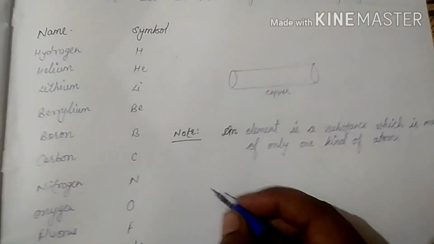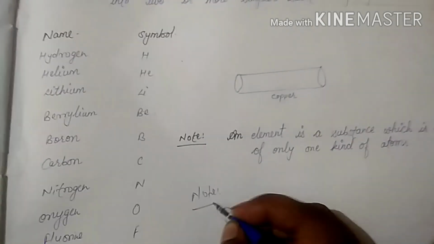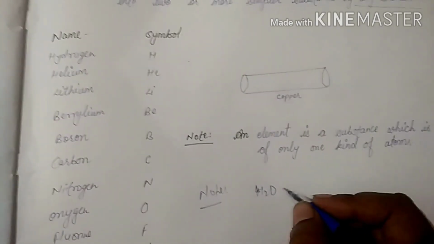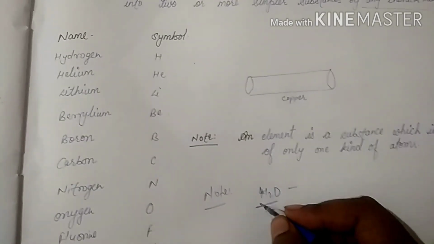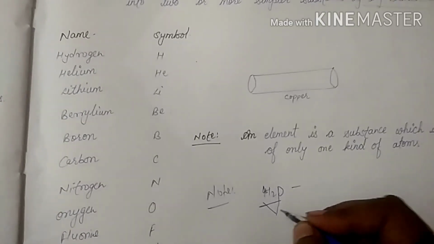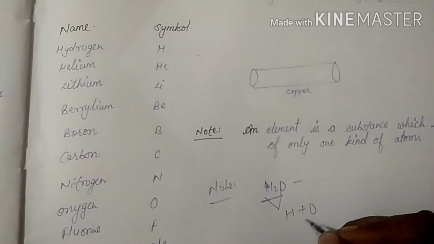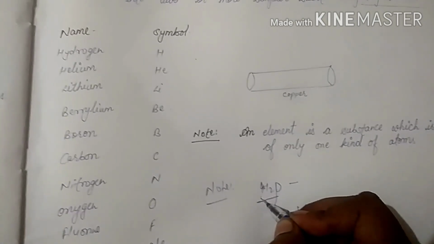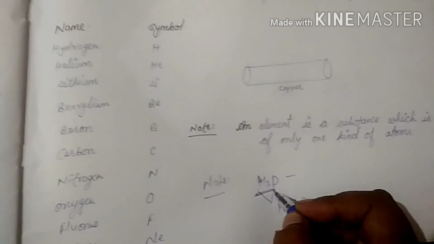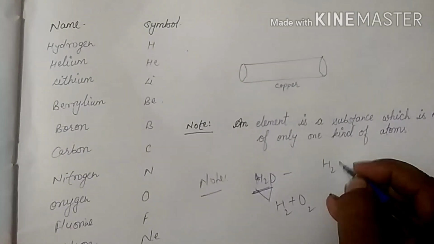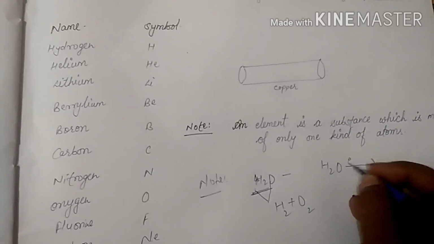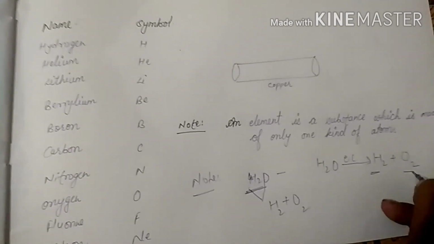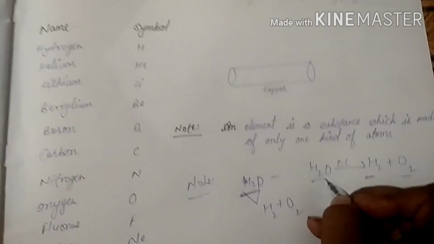But children, please note in your copy, water is not an element, because it is the combination of two substances, that is hydrogen and oxygen. So children, water is not an element because it can be split into two simpler substances. Suppose this is water. When we apply electric current, it can split into two gases, that is hydrogen and oxygen. So children, water is not an element.